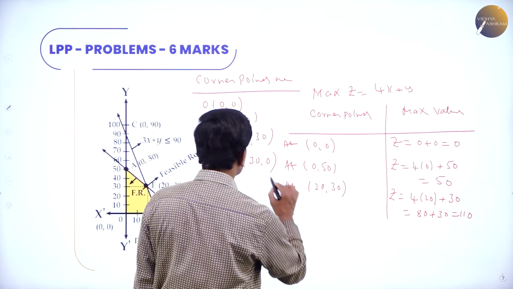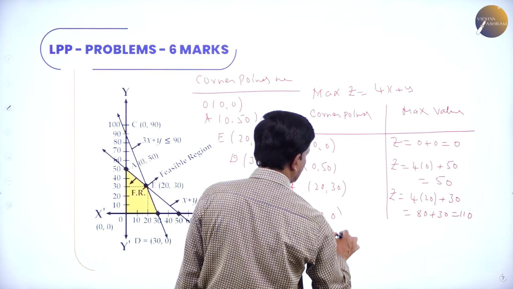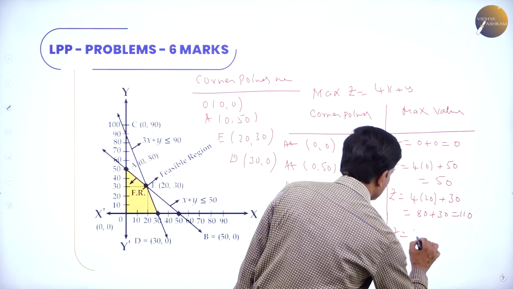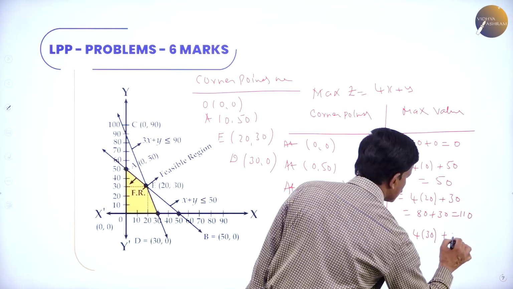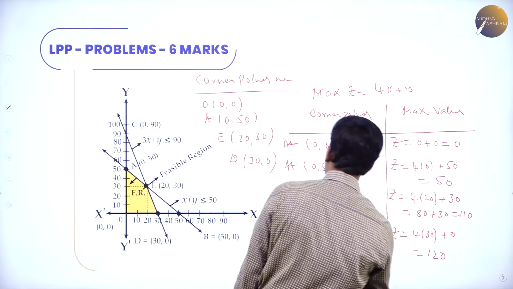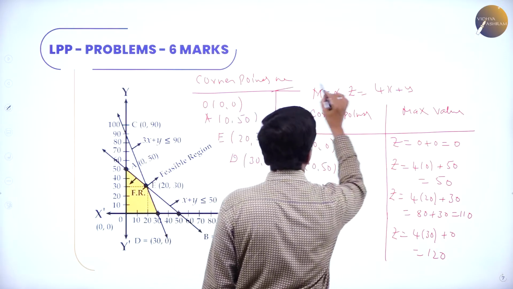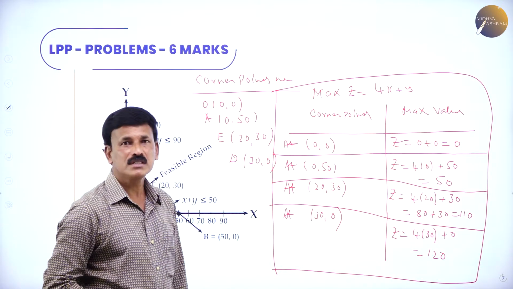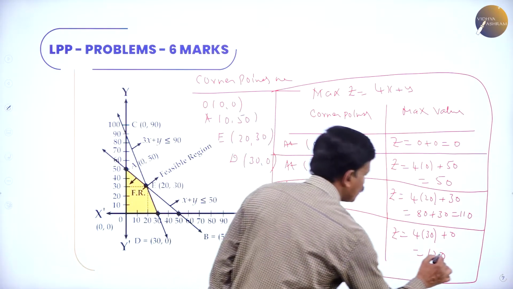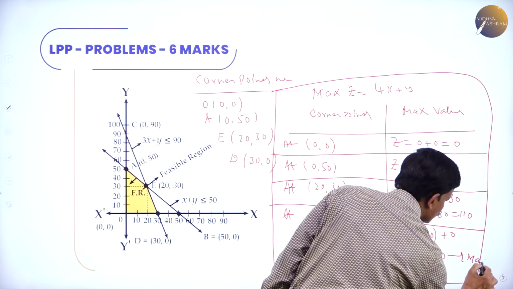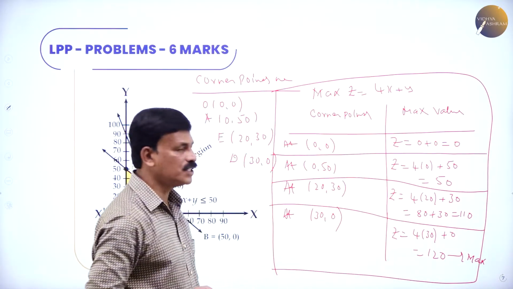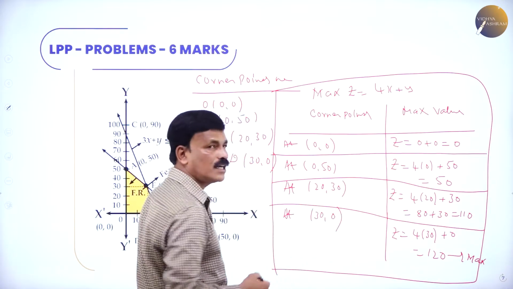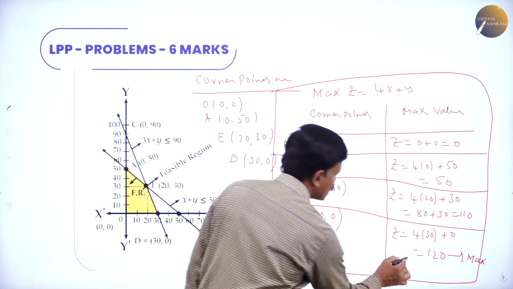Now at the last point, 30, 0, you will get Z is equal to 4 into 30 plus 0, which is equal to 120. Now let us form a table like this. What is the maximum value here? The maximum value is 120. So the maximum value is 120 at 30, 0.